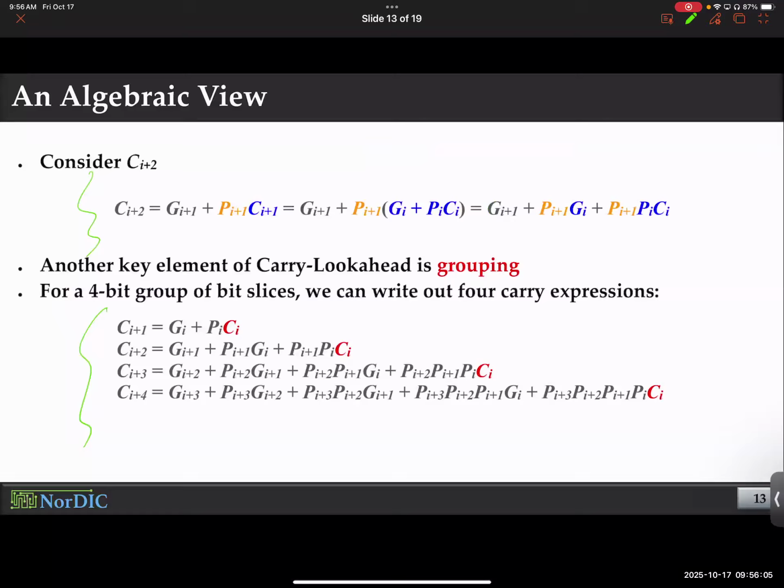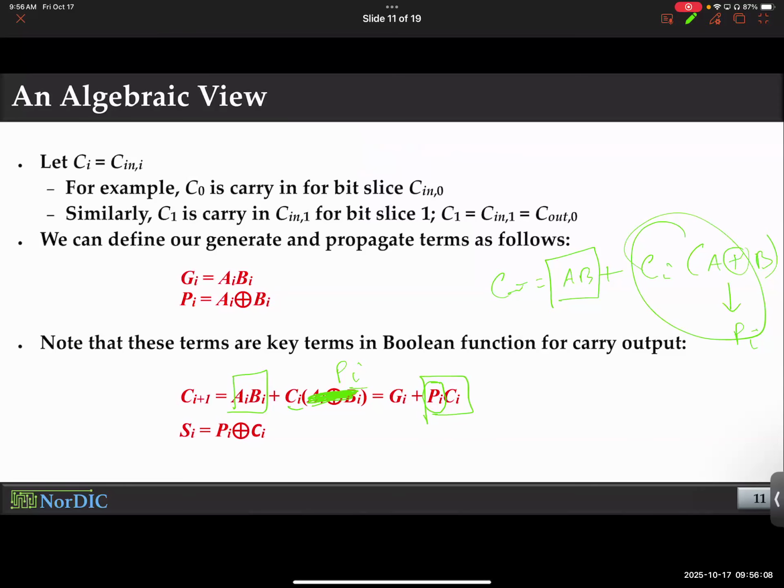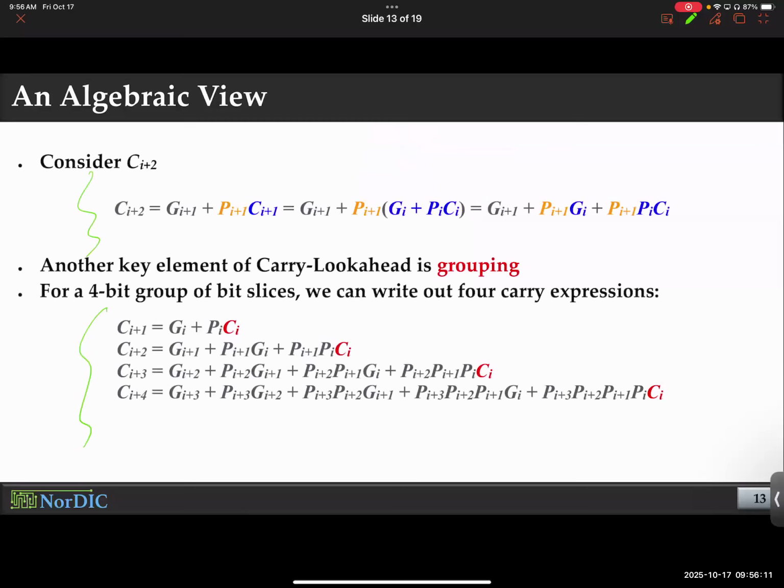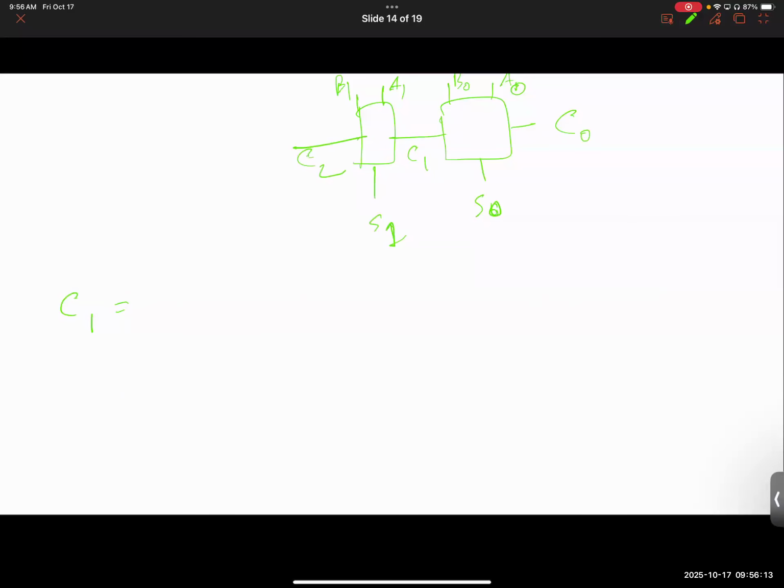According to the last example, remember, let me show you. What is the propagate signal? A XOR B. So when I say propagate 0, it should be A0 XOR B0. When I say propagate 1, it should be A1 XOR B1, like every bit, right? How about generate? What is generate 0? A0, B0. What is generate 1? A1, B1. So every bit has a generate signal and a propagate signal, okay?